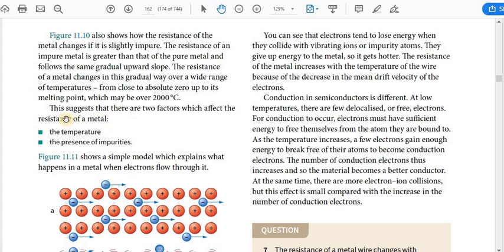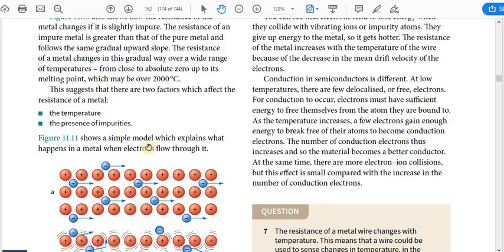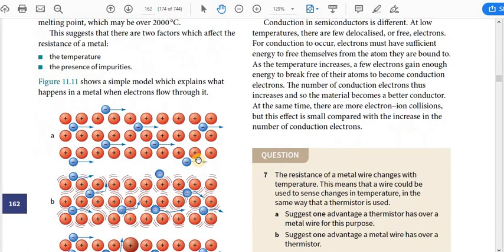Okay, so what we can say is this suggests there are 2 factors which affect the resistance of a metal. One is temperature, the other is the presence of impurities. The higher the temperature, the higher the resistance. The more impure a metal is, the higher the resistance compared to a pure metal. Figure 11.11 shows a simple model which explains what happens in a metal when electrons flow through it.